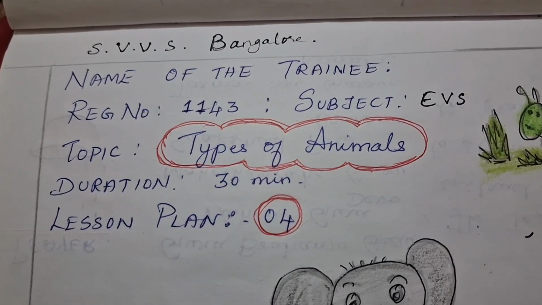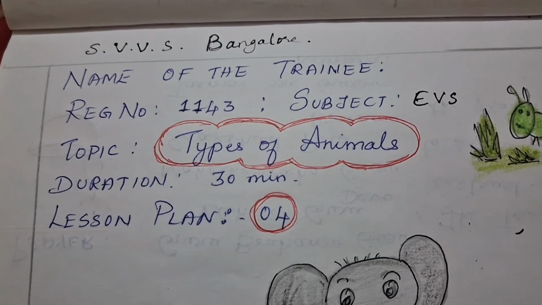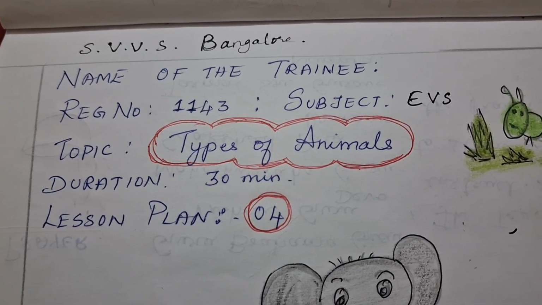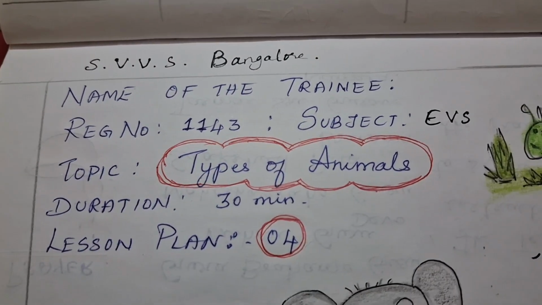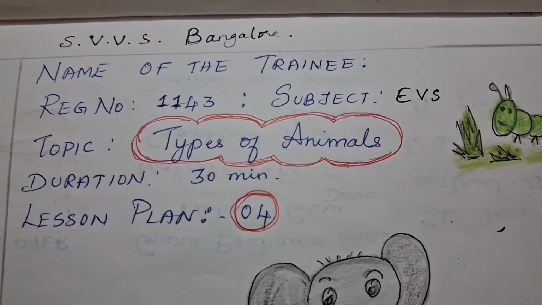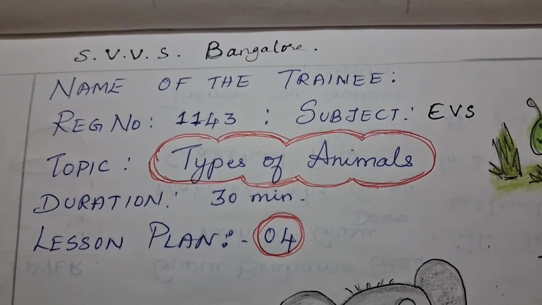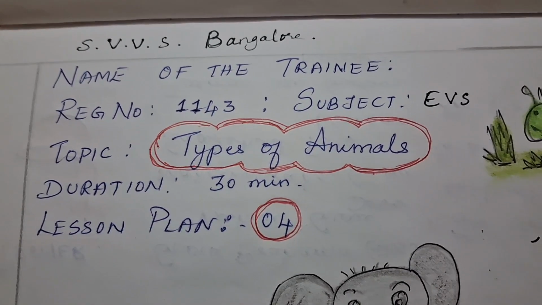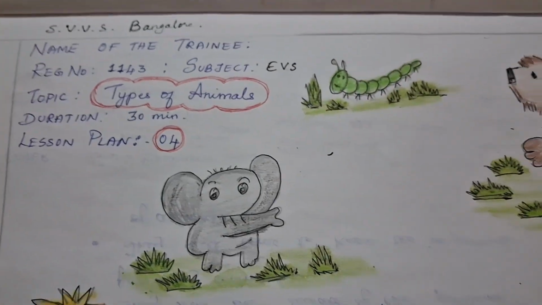Today's video is about the D.El.Ed lesson plan for E.V.S. So the register number, subject is E.V.S, topic is types of animals, and the duration is 30 minutes. So this is the first page.